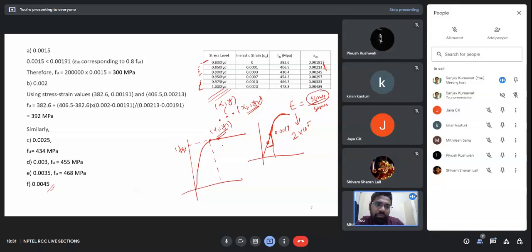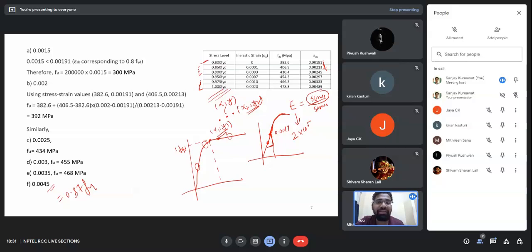Can any one of you answer what will be the design stress for the strain corresponding to 0.0045? Come on, this is very easy. 0.87 FY. 0.87 FY, very good. I think by now some of you have cleared your concept. It is simple mathematics: you have a linear zone, a non-linear zone, and a constant zone. I have not displayed the answer over here, so this is the 0.87 FY value. So this was the end of this problem.